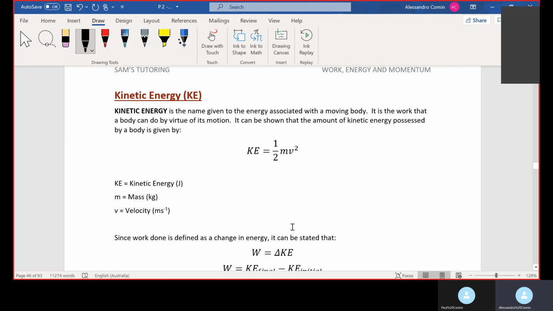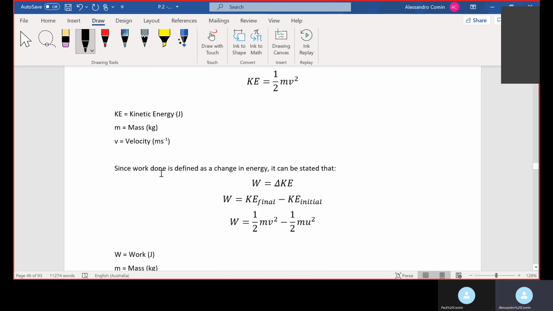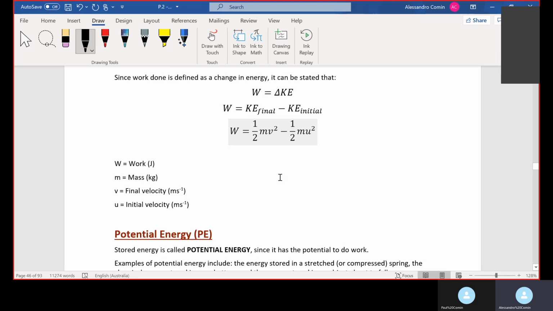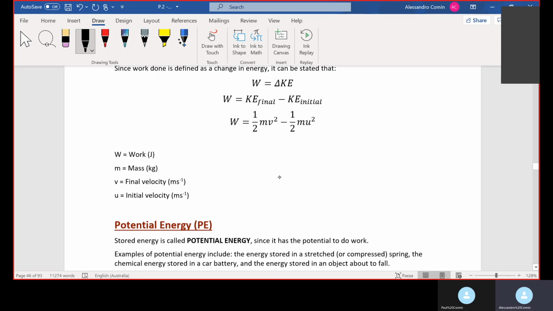Kinetic energy. Kinetic energy is just the energy of a moving body. Kinetic energy is equal to half mv squared. Since work done is defined as a change of energy, we can say that work is equal to delta kinetic energy, which is equal to the kinetic energy final minus the kinetic energy initial, which is equal to half mv squared minus half mu squared, where u is obviously the initial velocity. And as we can see, we can factorize everything out.